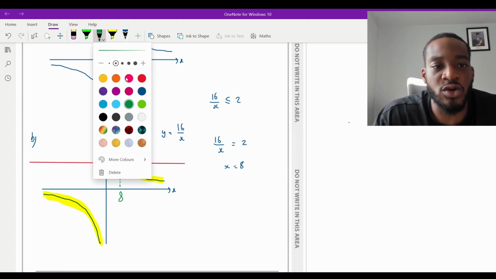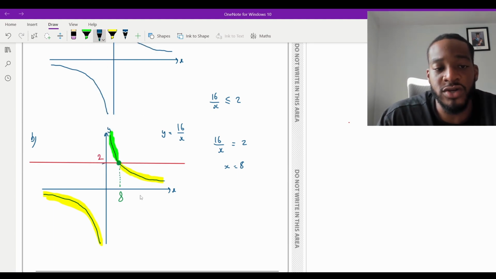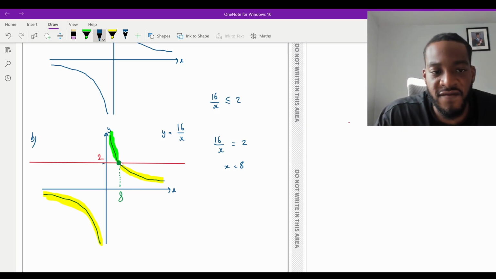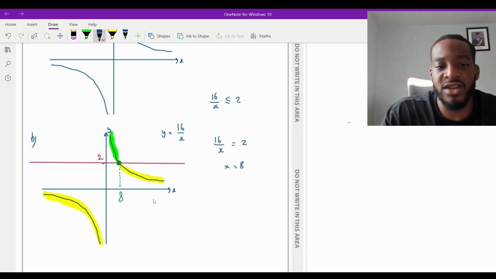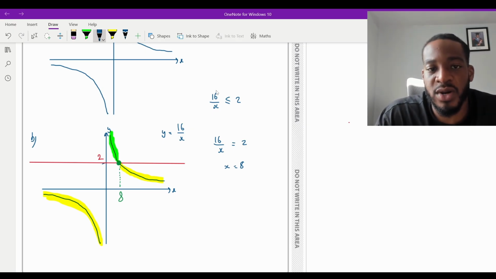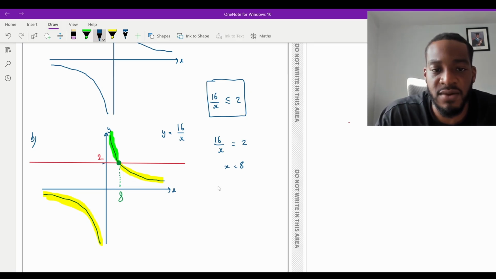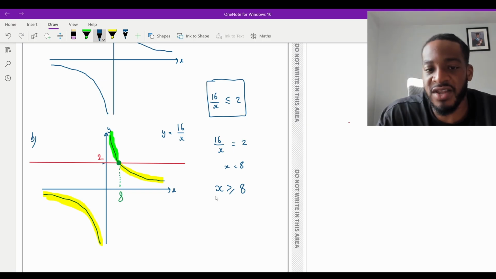So we can see quite clearly that the graph is underneath the horizontal line y equals 2 where the graph is highlighted in yellow. Now you need to ask yourself, for what values of x does that occur? Well, for this one here, it's to the right, so it's going to be values of x which are greater than 8. Remember, the inequality is less than or equal to 2. So it can be equal to 2, and it's equal to 2 at 8, and it's less than 2 going to the right. So one answer is x is greater than or equal to 8. This is definitely going to be one answer.